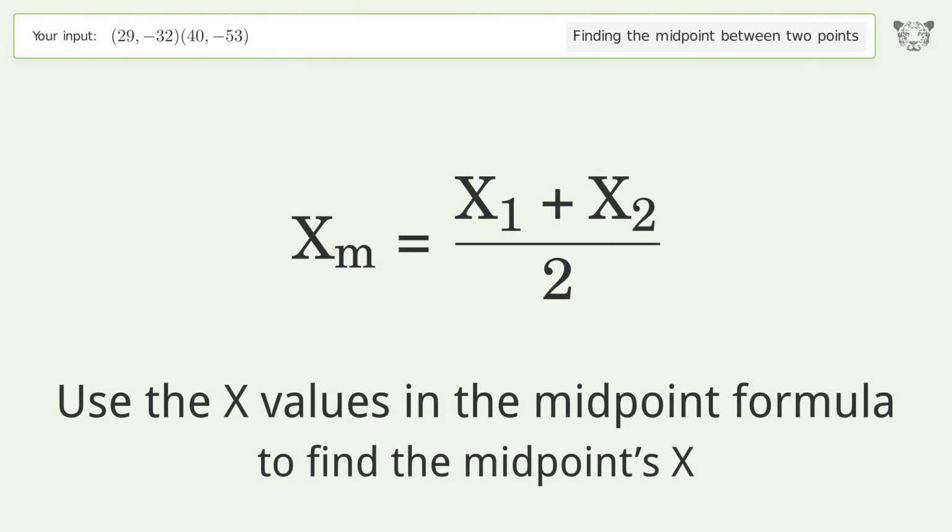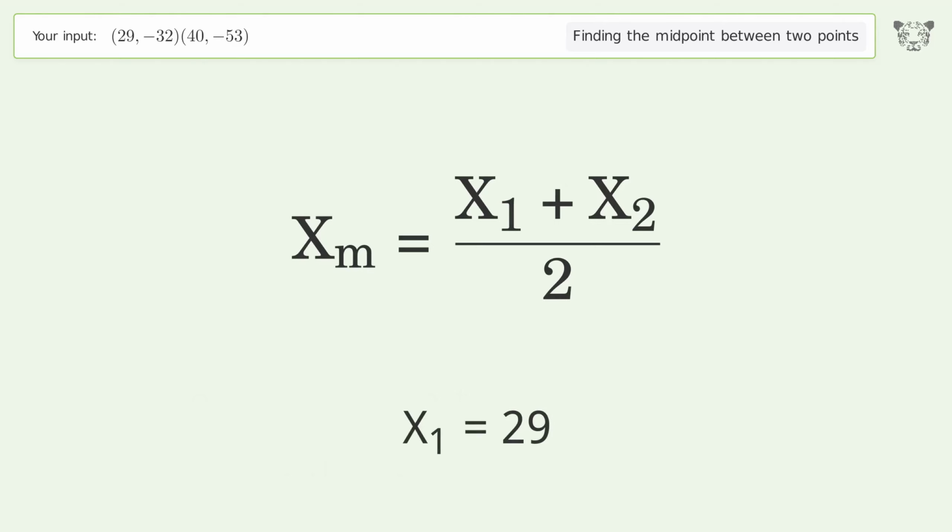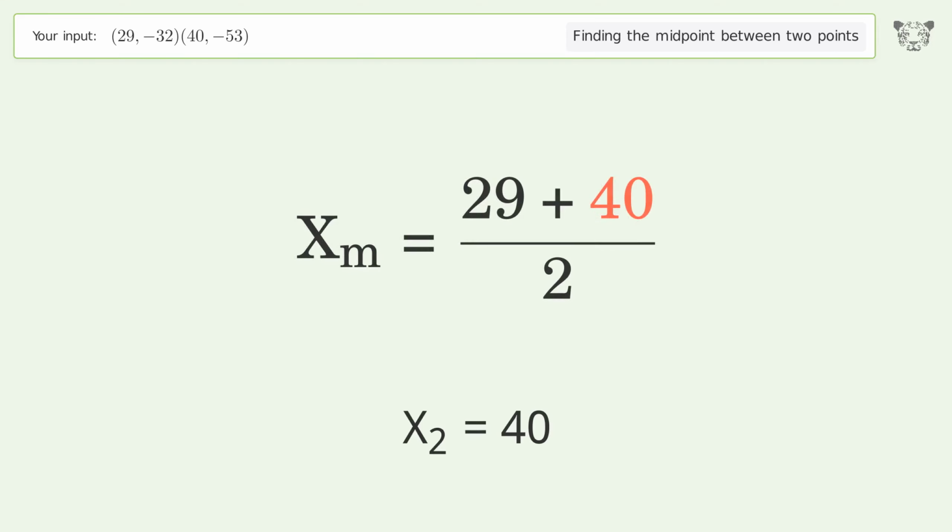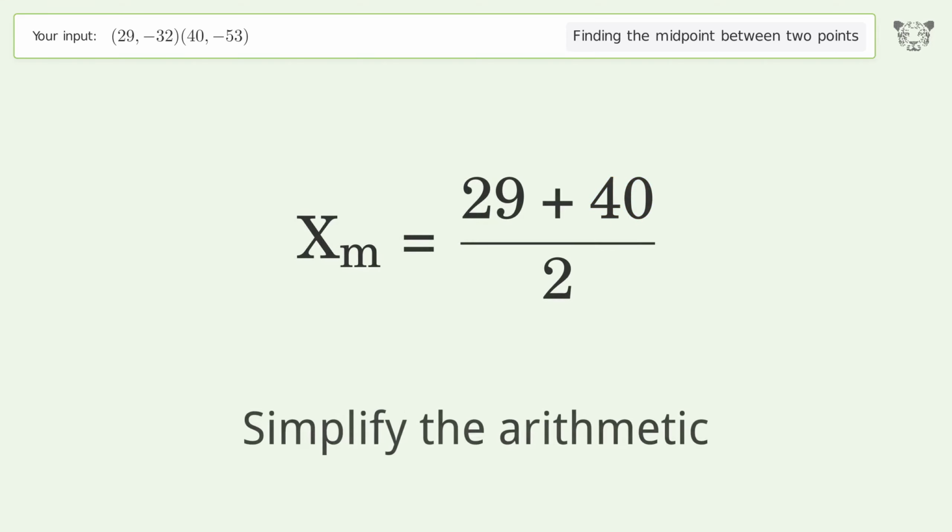Use the x values in the midpoint formula to find the midpoint's x. x1 equals 29. x2 equals 40. Simplify the arithmetic.